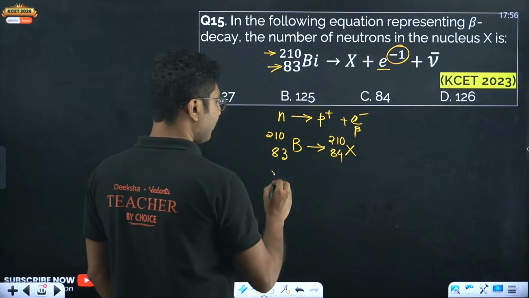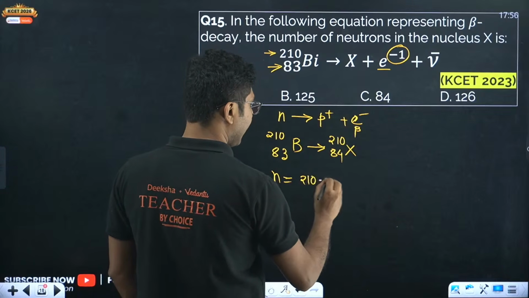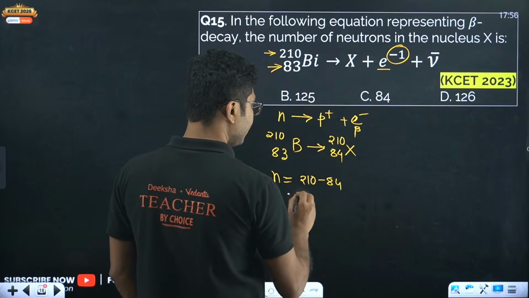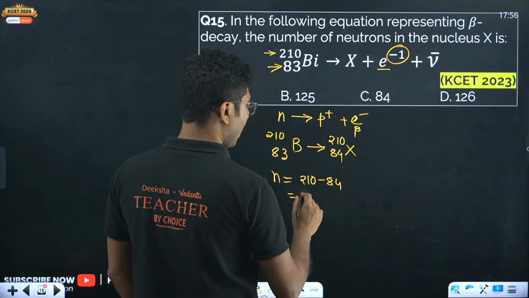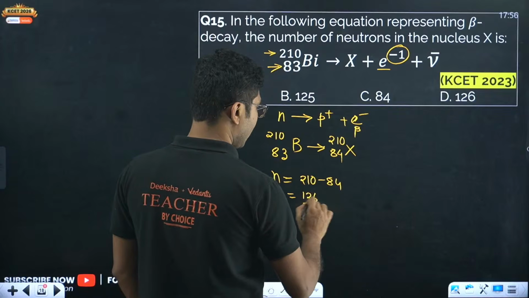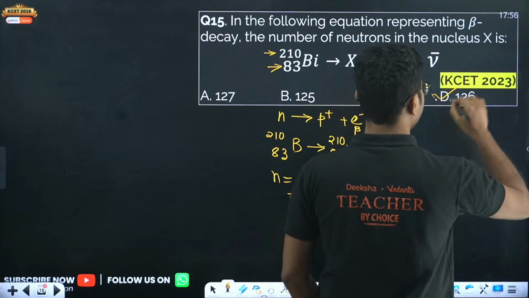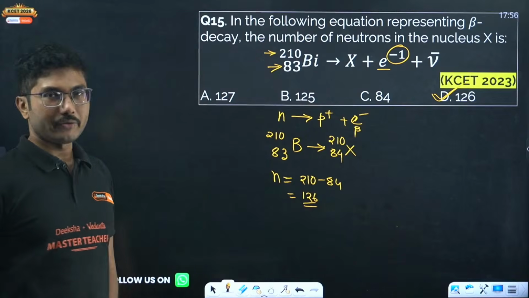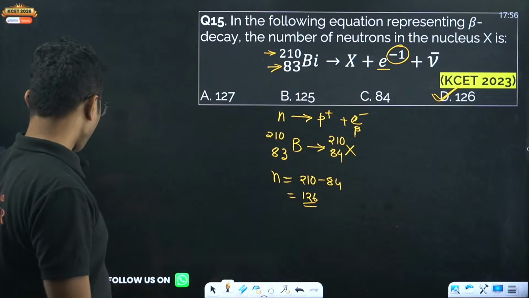So what is the number of neutrons? The number of neutrons will be 210 minus 84, which is 126. 126 is the answer. Not 127, not 125, exactly 126. Okay, clear?